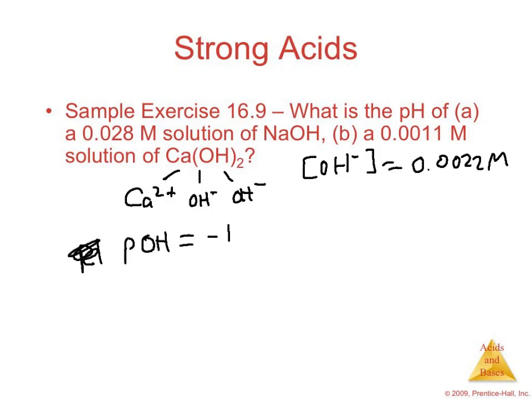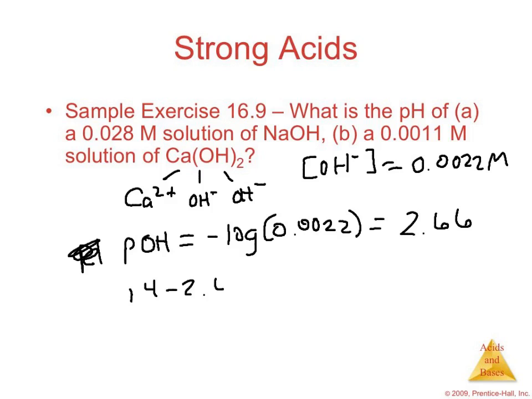pOH is equal to, and I really do think this way is faster, negative log of 0.0022, which when you punch that into your calculator should give you 2.66 for your pOH, and then you take 14 minus that number, and that gives you 11.34.